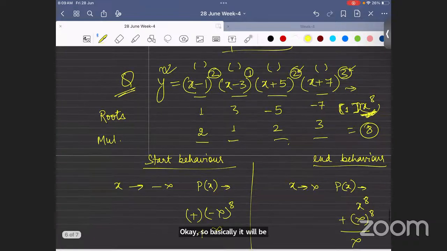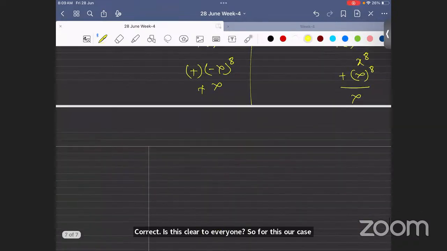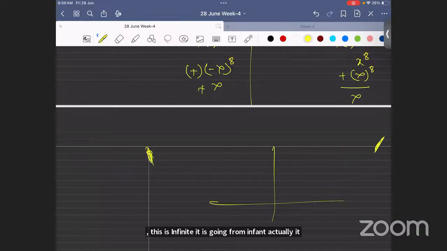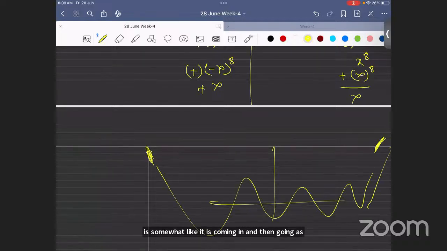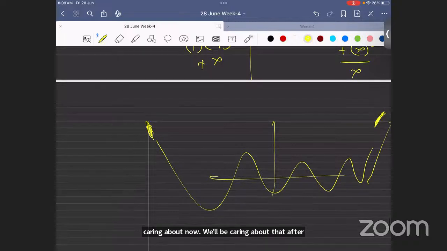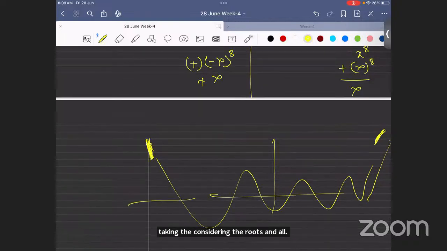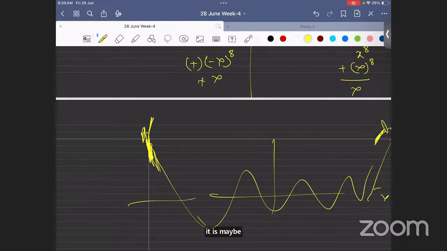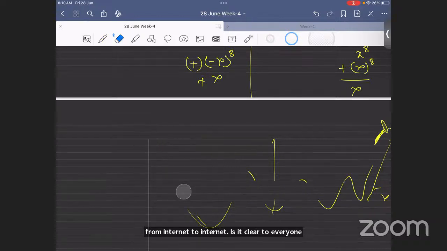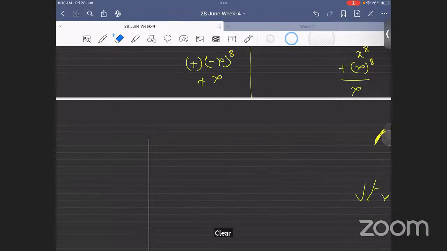So in our case, it is coming from infinity and then going to infinity. Maybe in between there is something that we're not caring about now. We'll care about that after considering the roots and all, but as of now it is starting from somewhere here. At minus infinity the value is plus infinity, and at plus infinity also it is going to plus infinity, correct. So this is coming like this, and then in between it may be crossing or touching, that we'll see, but it's going from infinity to infinity. Is it clear to everyone? Yes, sir. Okay, let's move to the next part.